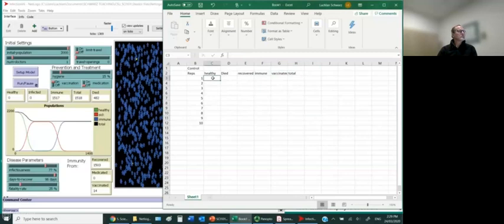So here I'll go healthy, 0. Died, 482. Recovered. Now I should make sure that you can see this. I'll zoom in.